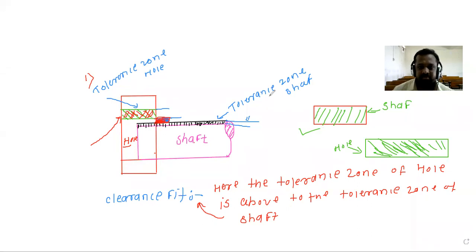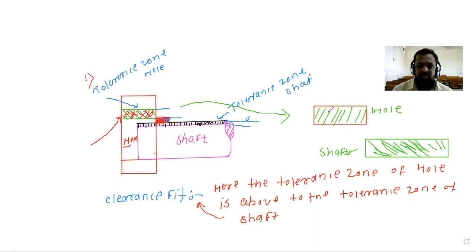See here. We have seen that in the clearance fit, the tolerance zone of the hole should be above, and the tolerance zone of the shaft should be below. Just see now, I'm going to draw directly from this figure. First of all, I will draw the tolerance zone for the hole, and this is the tolerance zone for the shaft. This is the graphical representation for the clearance fit.